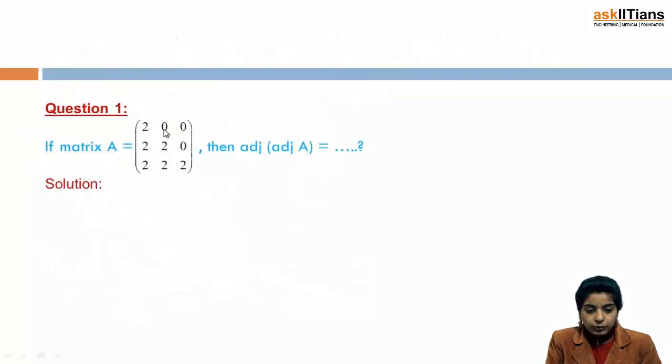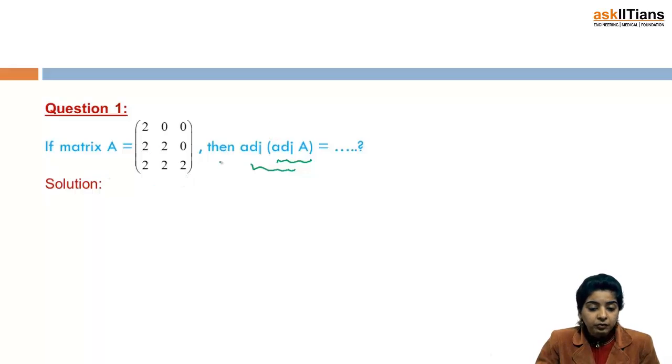Now we have a question based on adjoint. If matrix A is equal to this, then adjoint of adjoint of A. So most of the students, what they do in such type of questions is they try computing. First of all, they'll find out the minors, then cofactors, then the transpose, and then the adjoint, right? First of all, you'll find out the adjoint of A, then they'll find out the adjoint of that adjoint of A. Obviously, that will give you the correct answer, but that will consume a lot of time.